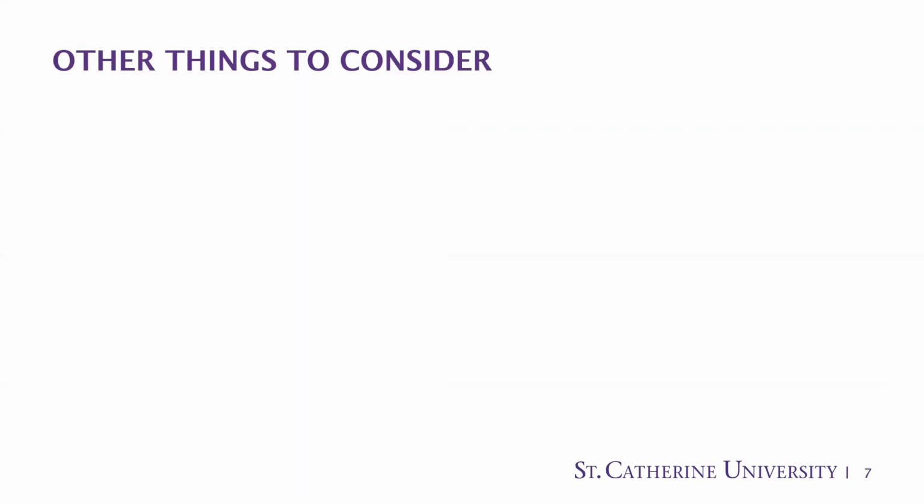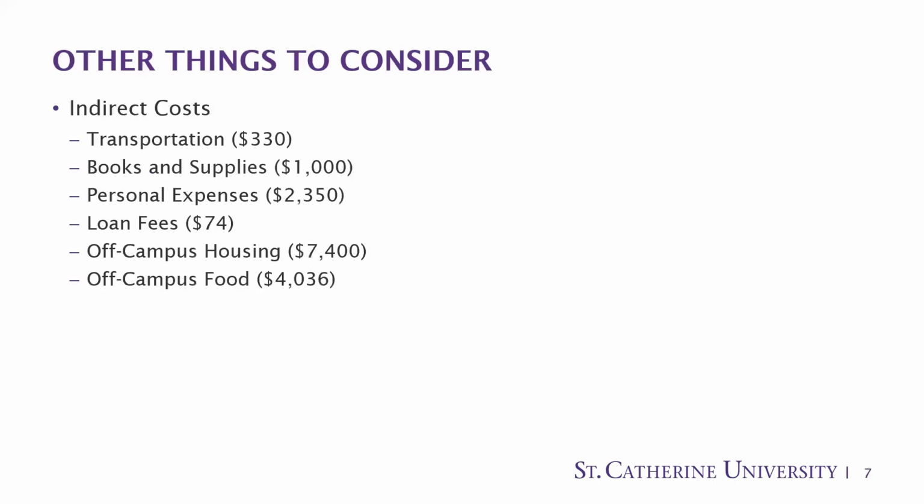Some other things to consider as you learn about how much college will cost is to keep those indirect costs in mind, which you learned about earlier. Here's a breakdown of estimated indirect costs you can incur throughout the school year. Starting at the top, we have transportation costs. On average, we estimate students will use $330 for transportation-related costs. For books and supplies, we estimate about $500 a semester or $1,000 a year.